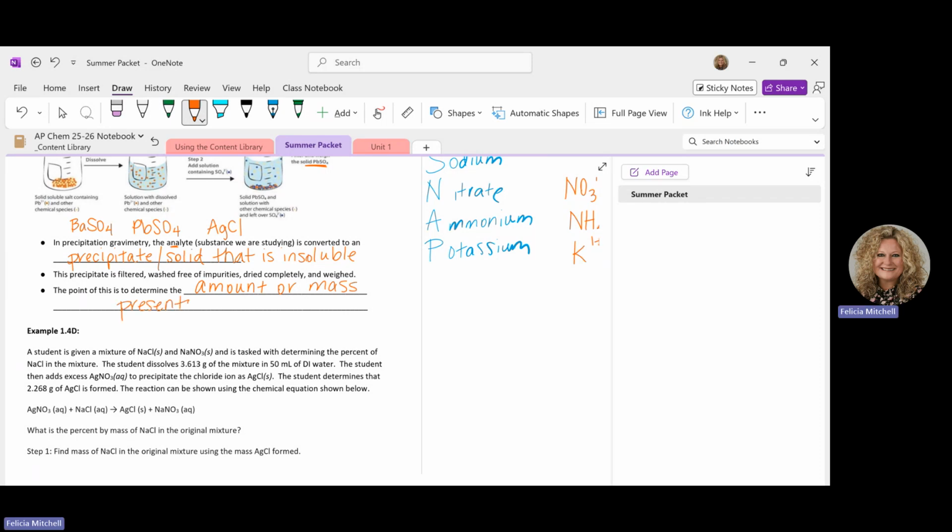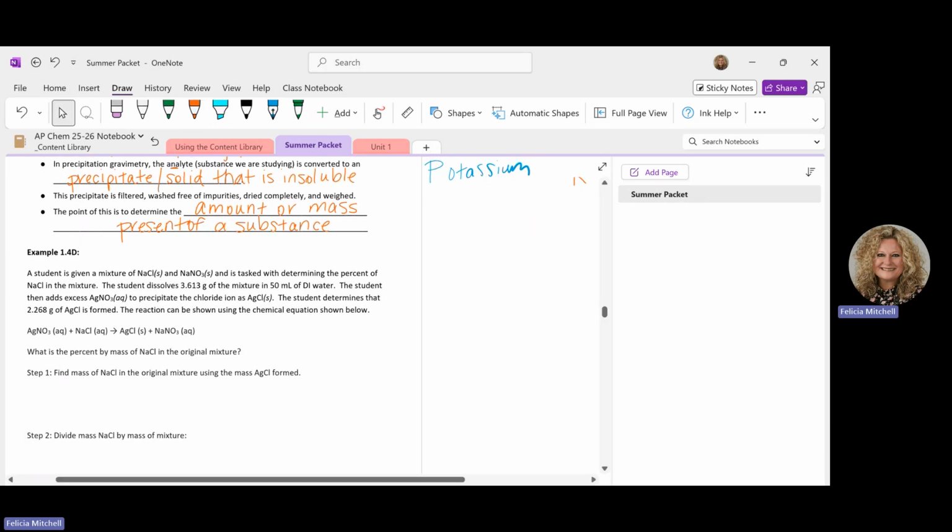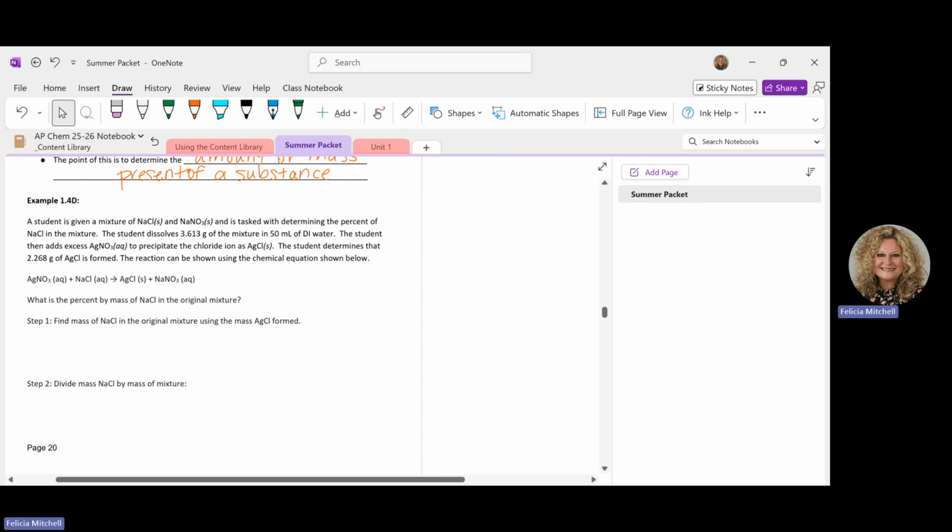So it's still being used to help us get the composition of a mixture. Okay, here's a good example. A student's given a mixture of NaCl and sodium nitrate. Some bells should be ringing in your head. You should be like, ooh, snap. So you're like, okay, they're not going to make a precipitate. So there must be something else that's going to come along with that chloride and make a precipitate.